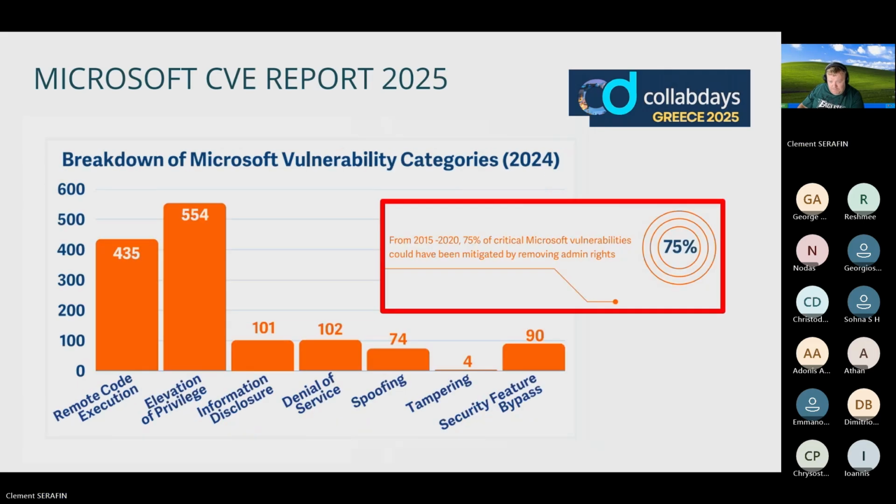And most of those vulnerabilities could have been avoided. Like 75% of them could have been mitigated by removing admin rights. Why do I say that? Because currently we are attributing too many rights to people. And that's what we're going to see: how we can split those permissions and how we can do better.